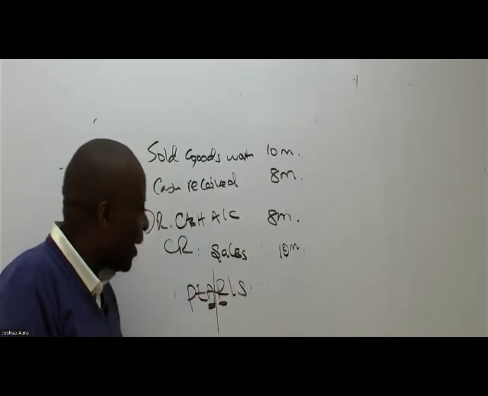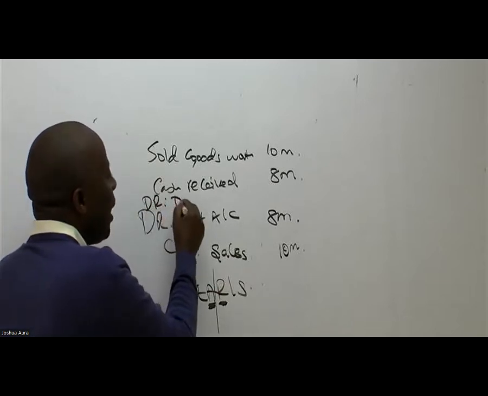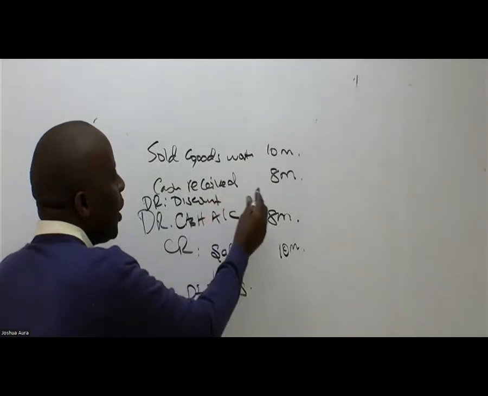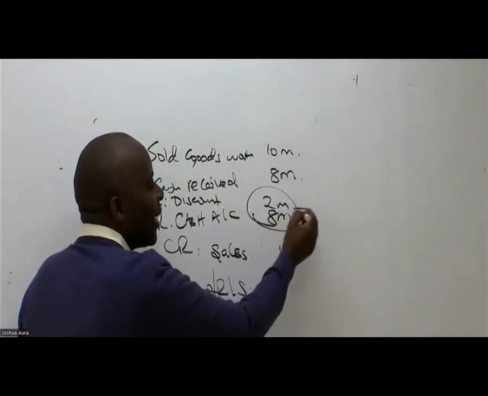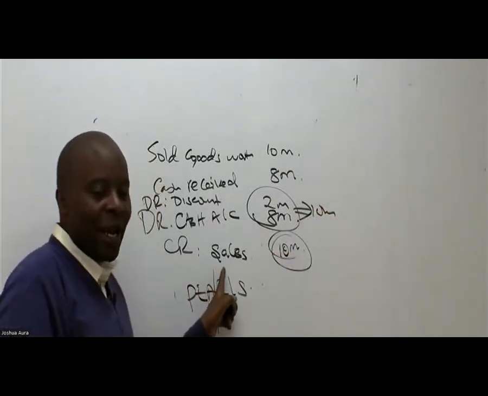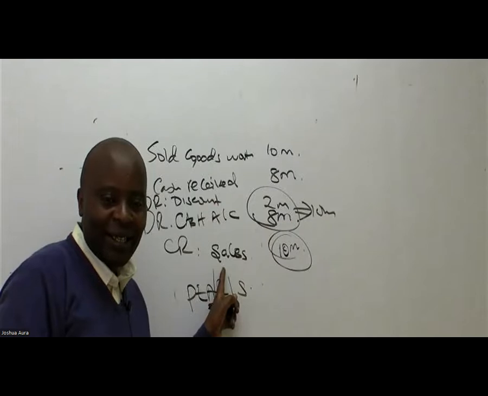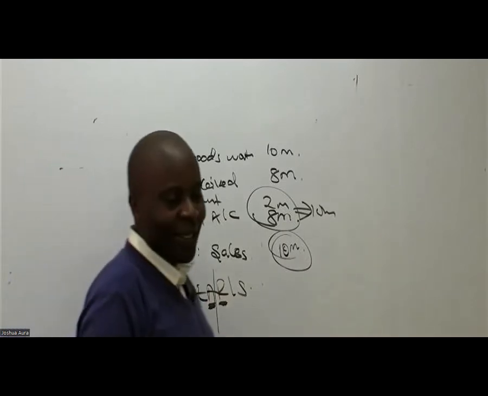So I remember saying, hey, yes, we gave a discount. A discount of how much? A discount of 2 million. And now you can see these two debits are coming to 10 million, which is exactly equal to this one credit entry. Very important for us really to appreciate this, right?